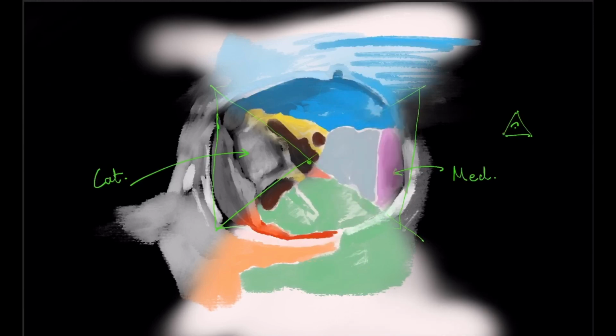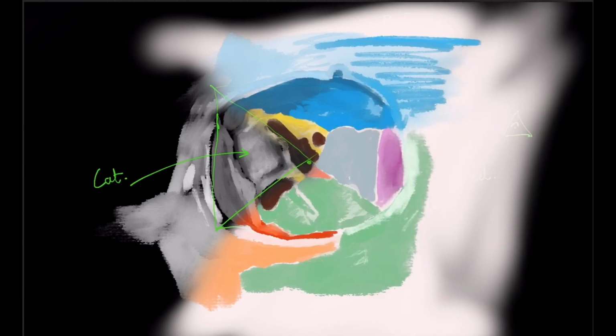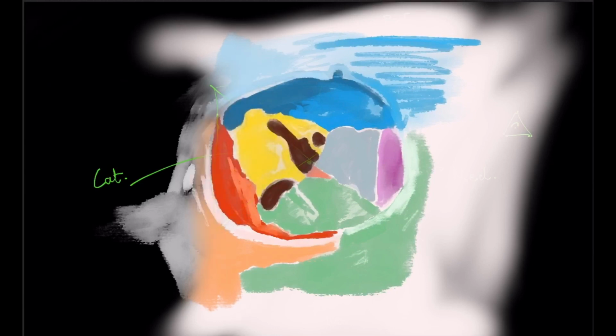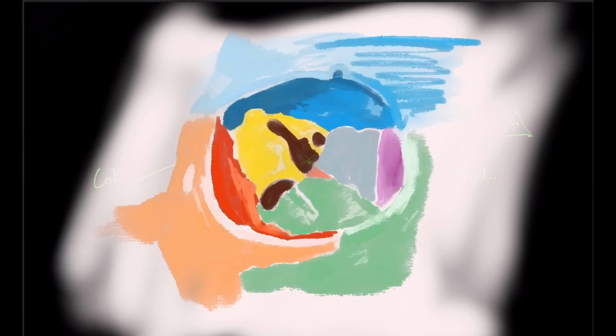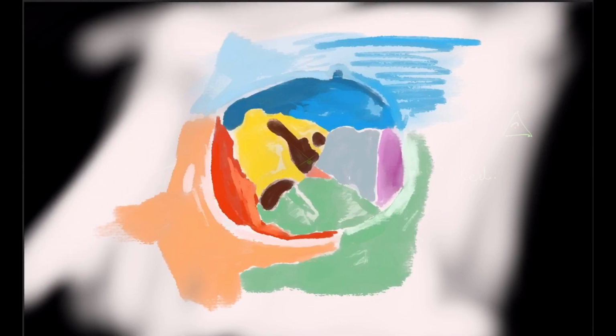Medially, there's the lacrimal, ethmoidal, sphenoid, frontal, and maxillary bone. And as you can see, the lateral border is produced by the greater wing of the sphenoid and zygomatic bone.